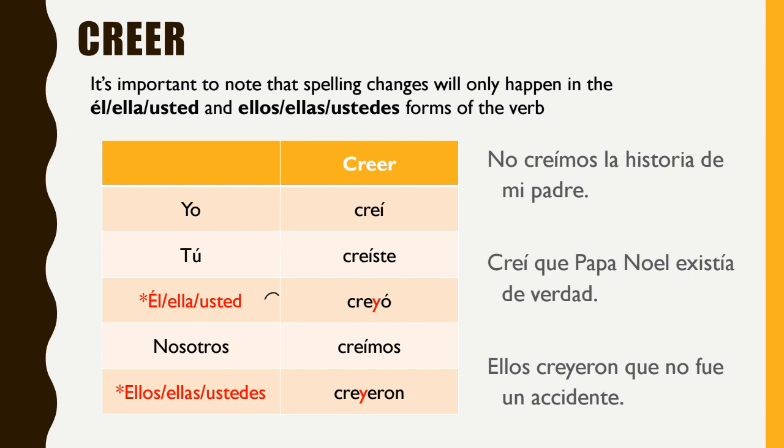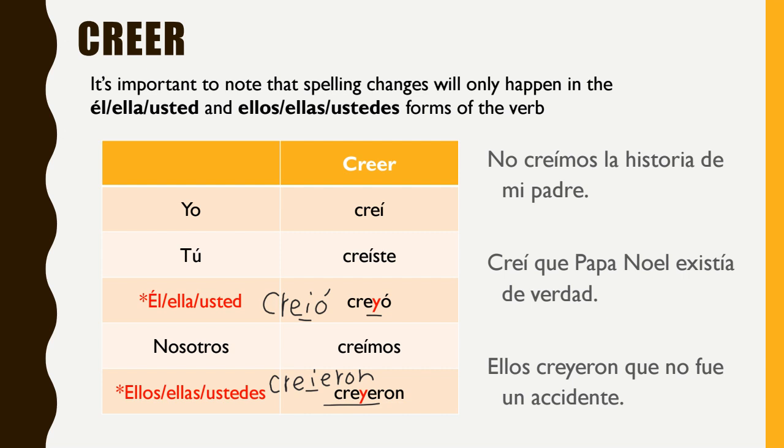So if you think about it, you would usually, if you were just going to add the regular ER endings, you would add an IÓ here, but you'll notice that you change that I to a Y. And then the same with the ellos, ellas, ustedes, you would normally have your ending I, E, R, O, N, which if you think about it, that looks kind of funny. Creieron, and they change it to creyeron. They change that I to the Y there. There's some examples on the right here.